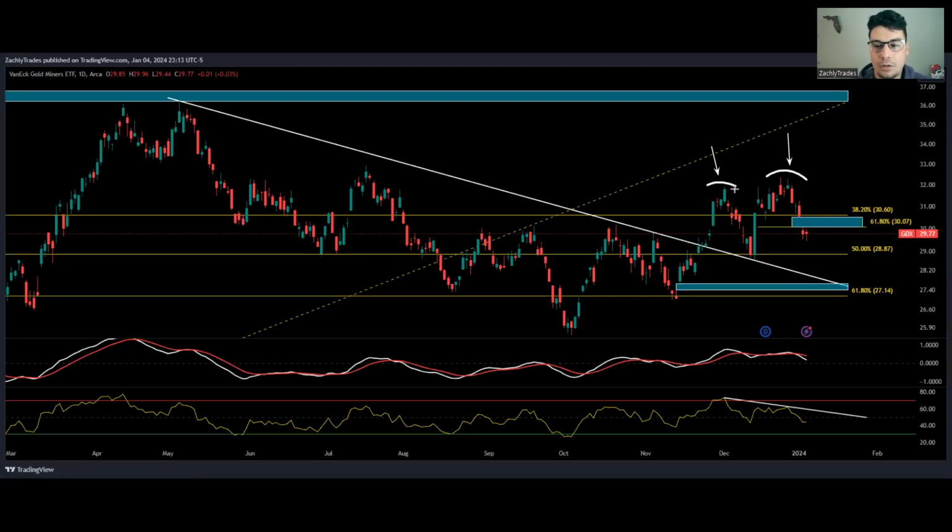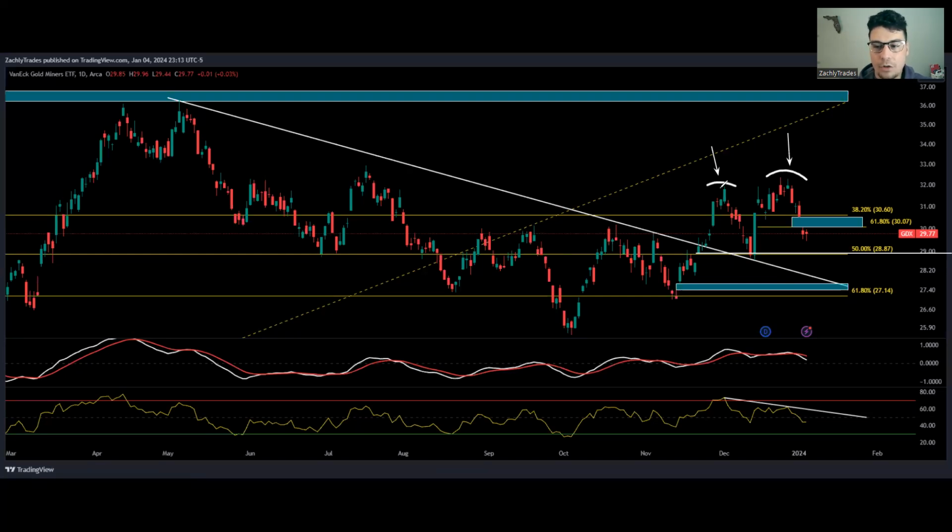Okay. Not every single double top is going to be exactly parallel to each other. And the main thing with the double top is all about breaking the neckline, right? So where's the neckline for this? Well, the neckline is right here at 28.87. So, a double top, right, is not confirmed until you break the neckline.